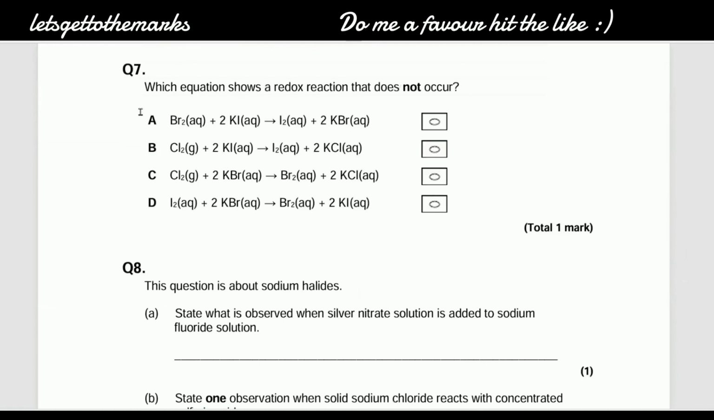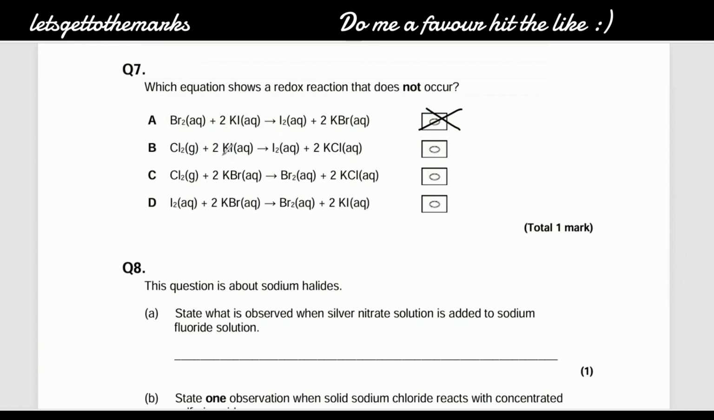Okay, question 7. Which equation shows a redox reaction that does not occur? So let's have a look. Bromine plus 2KI goes to I2 plus 2KBr. Chlorine plus 2KI goes to iodide. Basically, which one doesn't occur? So we're saying, can bromine displace iodine? Yes, that does occur, so that's not the answer.